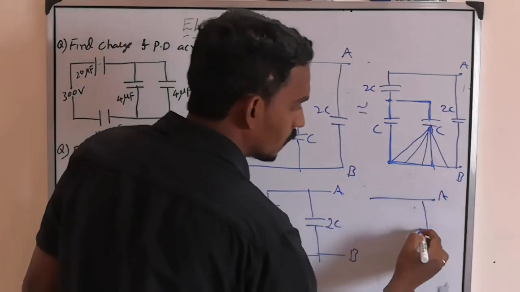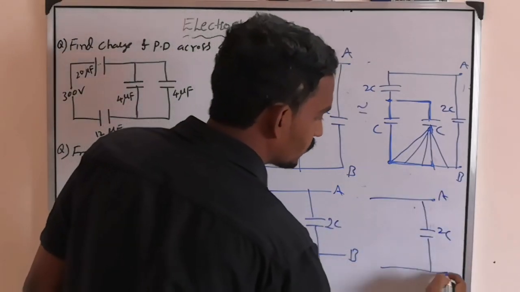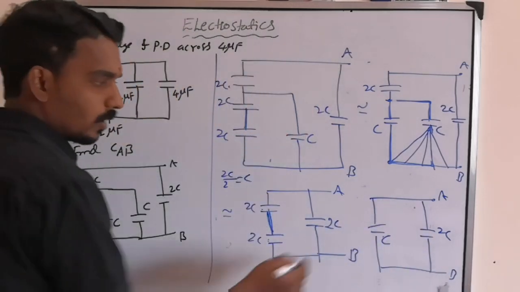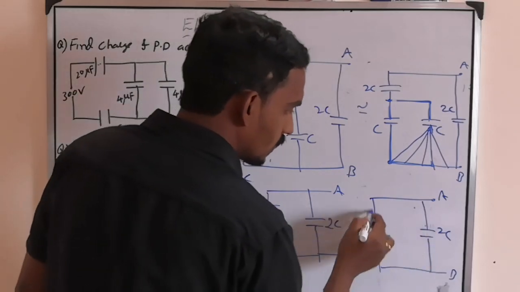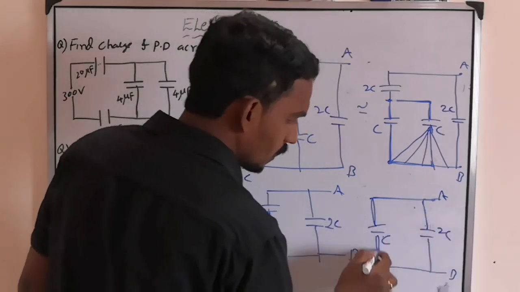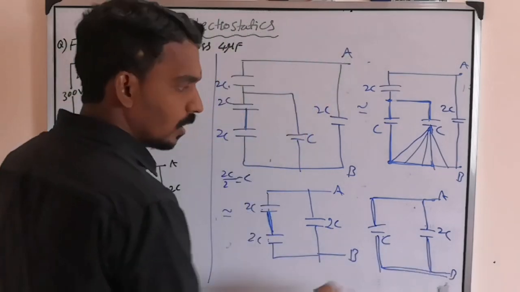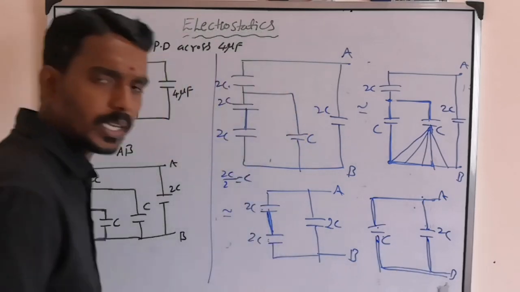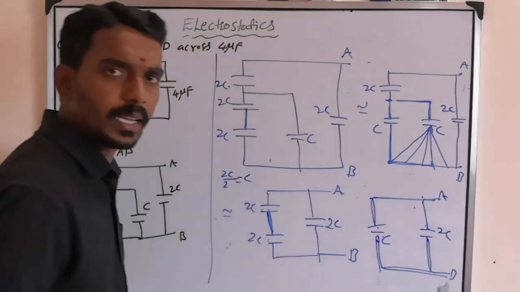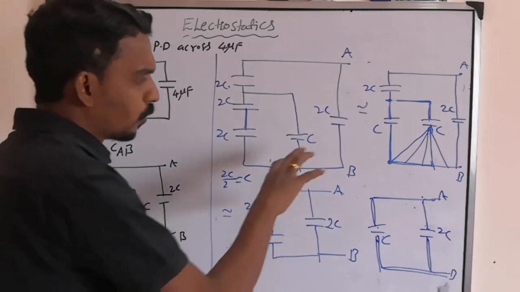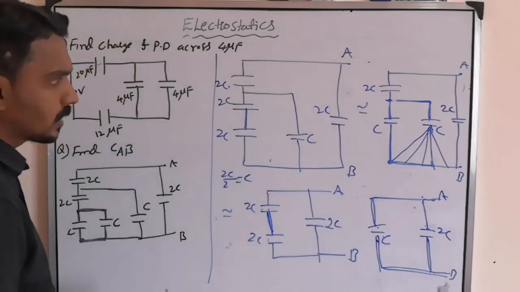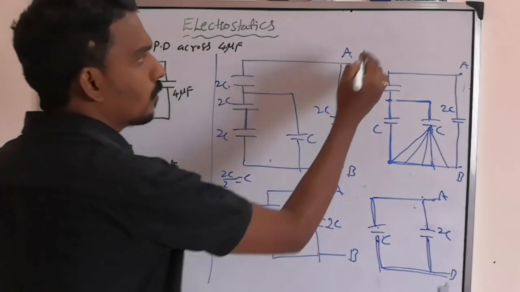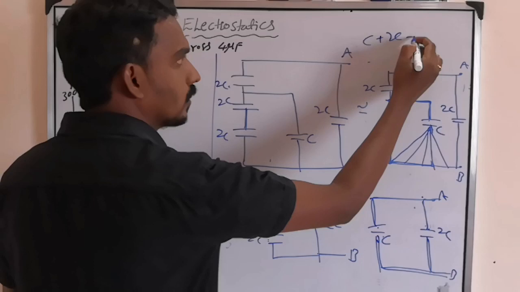So it will now become C. Now C and 2C, C is connected to A at one point, connected to another point B. So for this VA minus VB, for this VA minus VB, the potential difference is the same. So what type of connection will it be? Parallel. So both are in parallel. So what is the resultant? C1 plus C2, C plus 2C. So how much is C plus 2C? 3C.